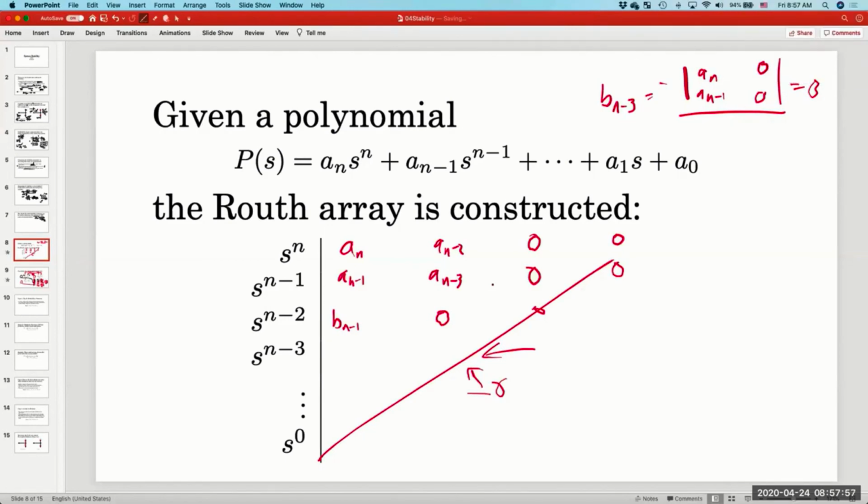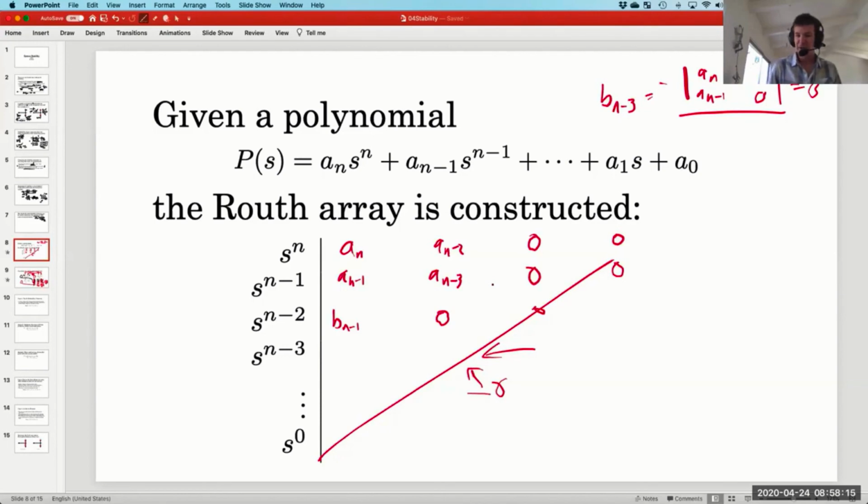Is there no such thing as like b_{n-2} or any even number for the B's and C's and so on? Correct. Since we're just doing one row per letter, there is no b_{n-2}, and there are no n-2s or n-4s.